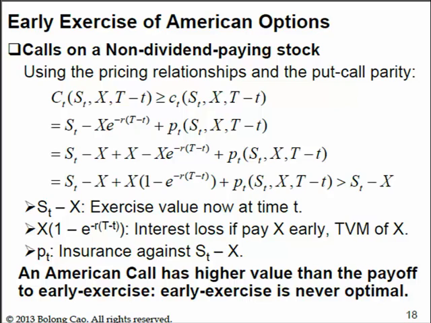Now, let's look at our theory. So we start from talking about calls on a non-dividend paying stock. Again, we go back to our put call parity. We know that an American call option has a higher value than a European call option, right? Everything else the same, every parameter the same, just one is American, one is European. So you can think about this relationship, and then we know the put call parity for the European call.